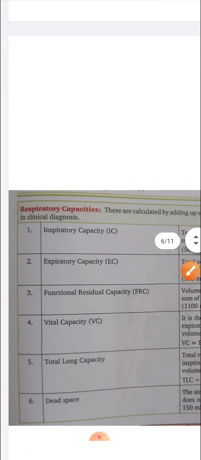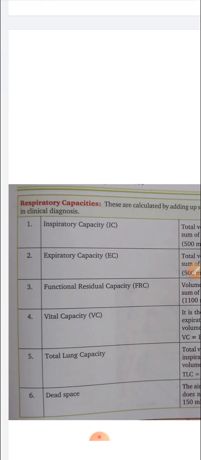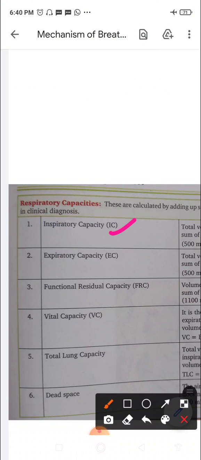Coming to the next part, the respiratory capacities. They are calculated by adding up some of the respiratory volumes described earlier. These are used for clinical diagnosis. The first one is inspiratory capacity, the total volume of air a person can inspire after a normal expiration. It is the sum total of tidal volume plus inspiratory reserve volume.